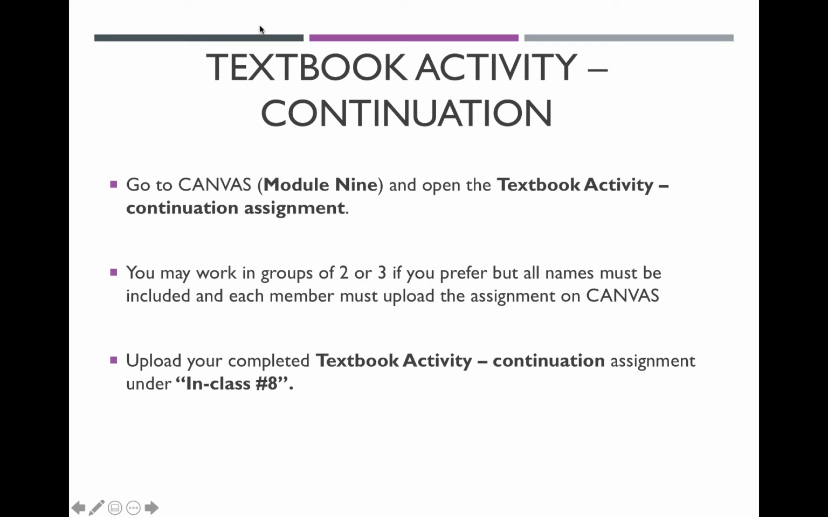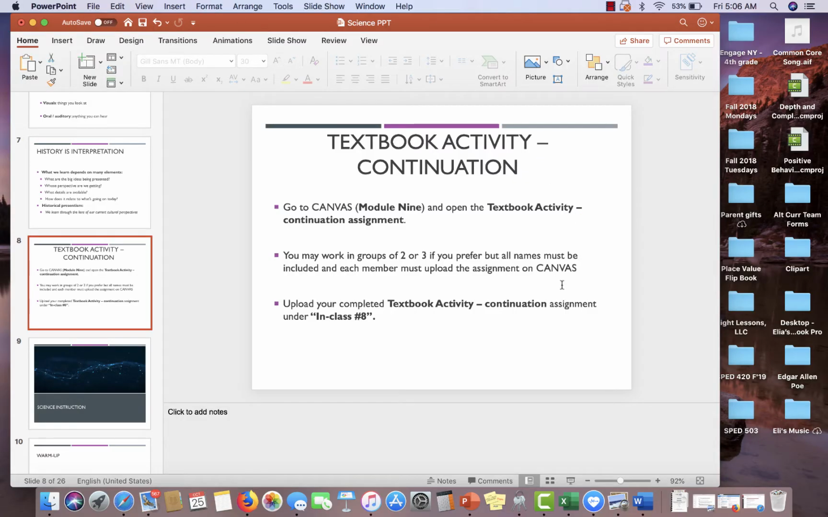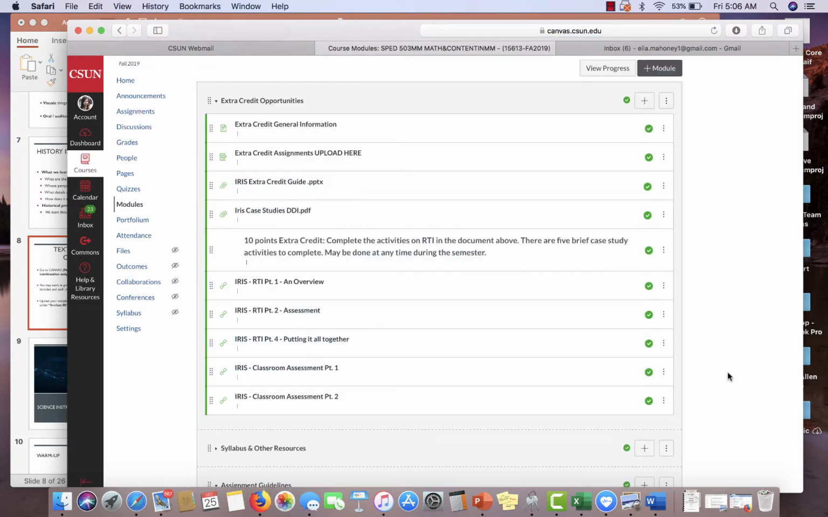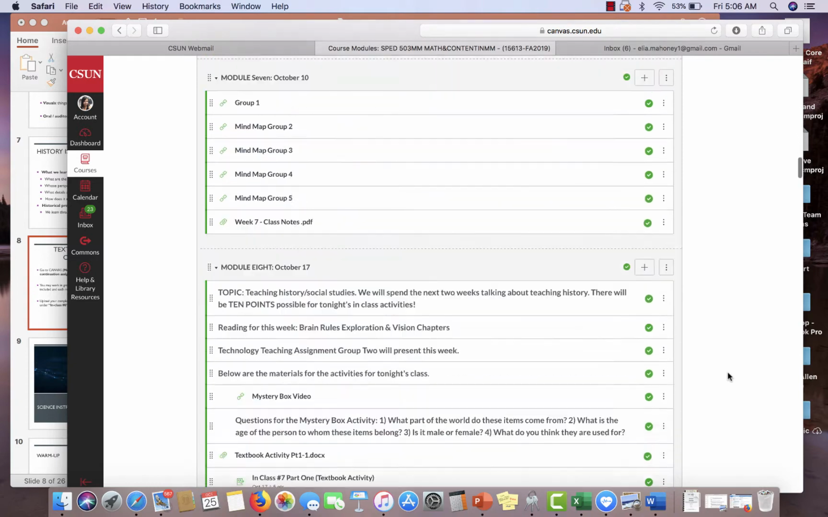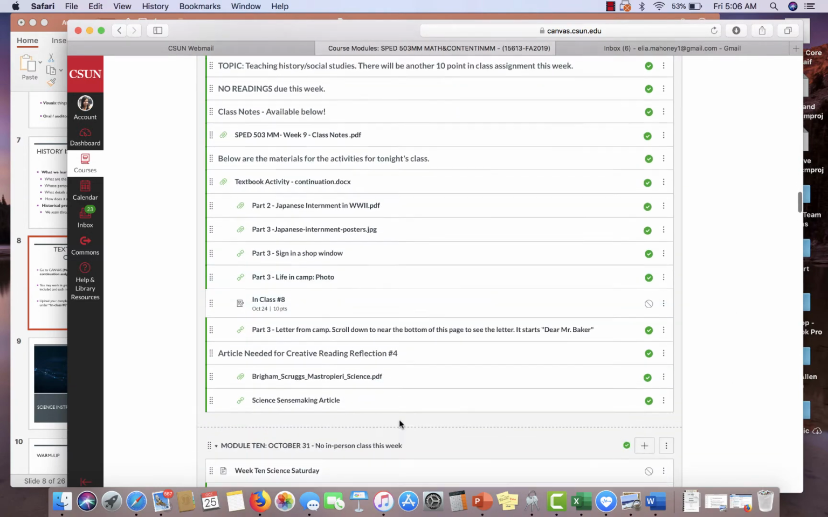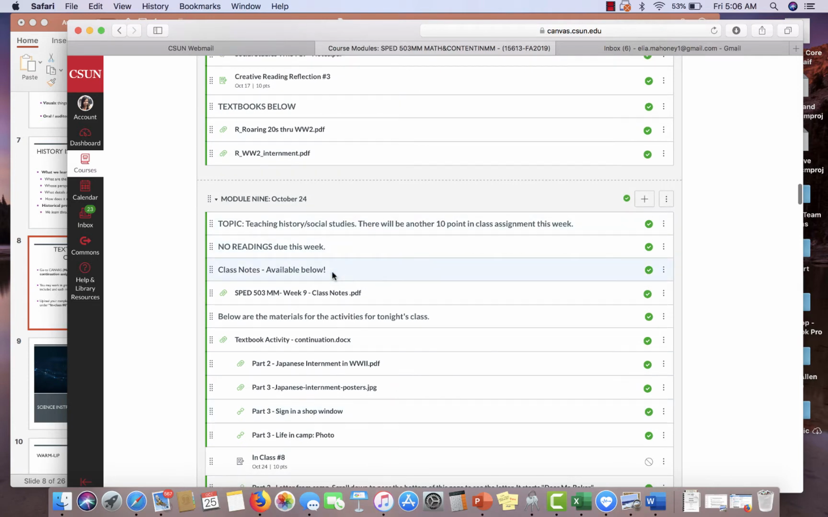So let me show you guys what that looks like. We're going to go to modules, and like I said, you're going to go to module 9. Okay, and you will notice the textbook activity continuation. So you're going to click on that.